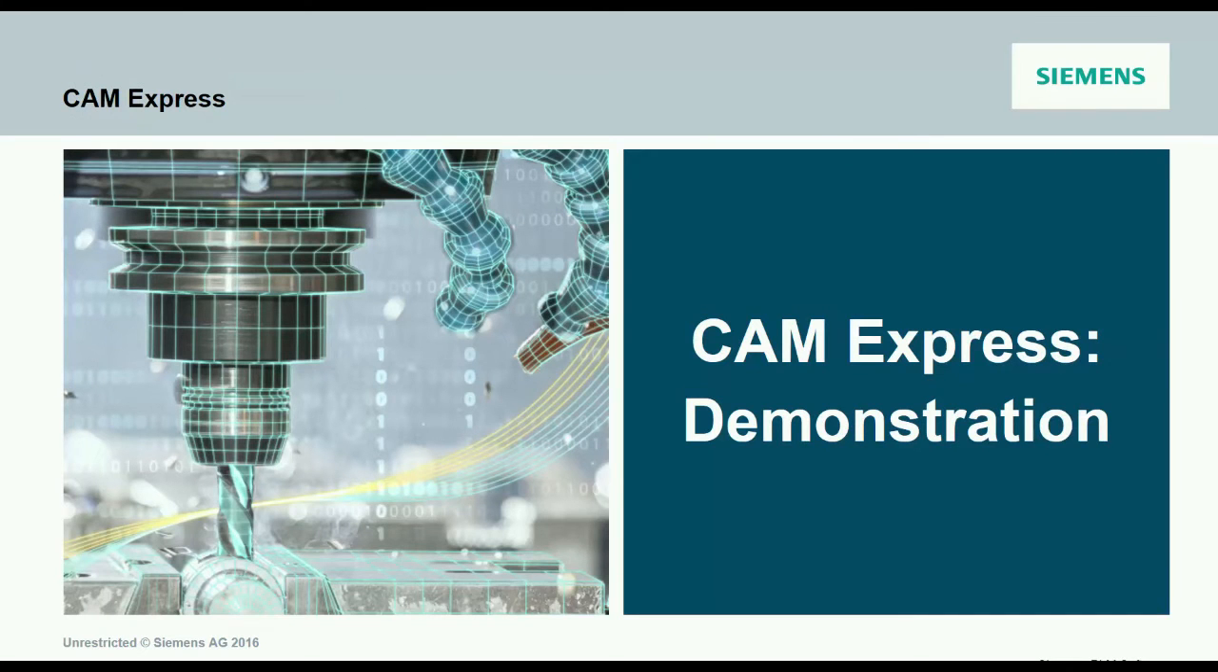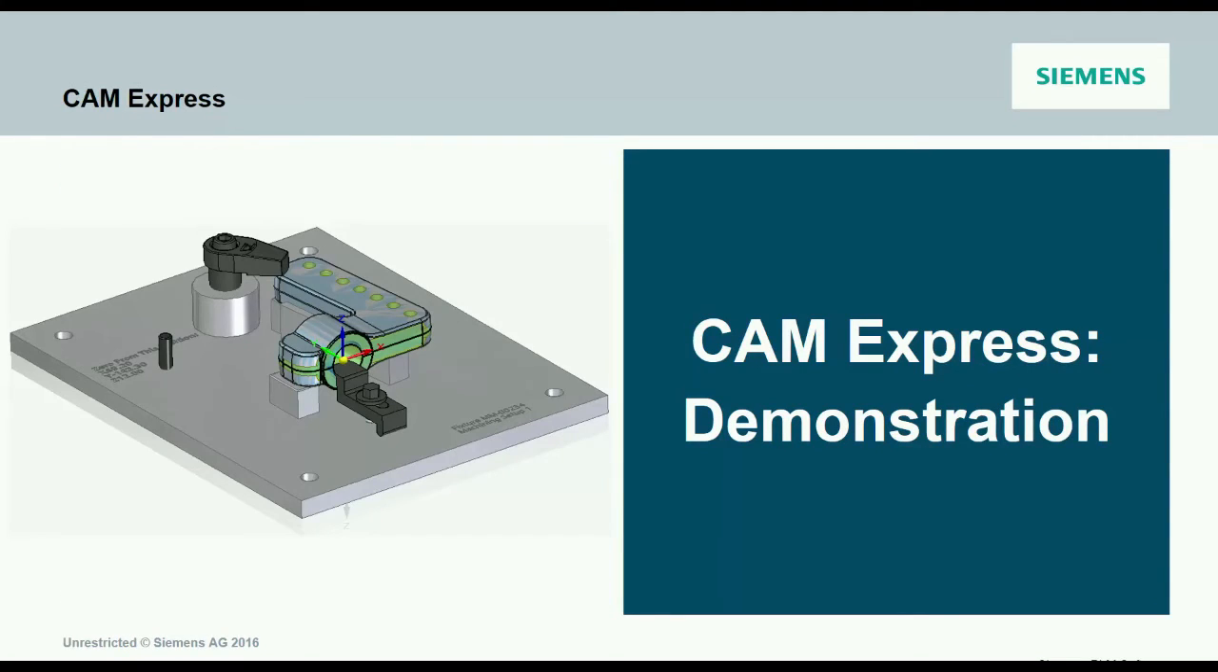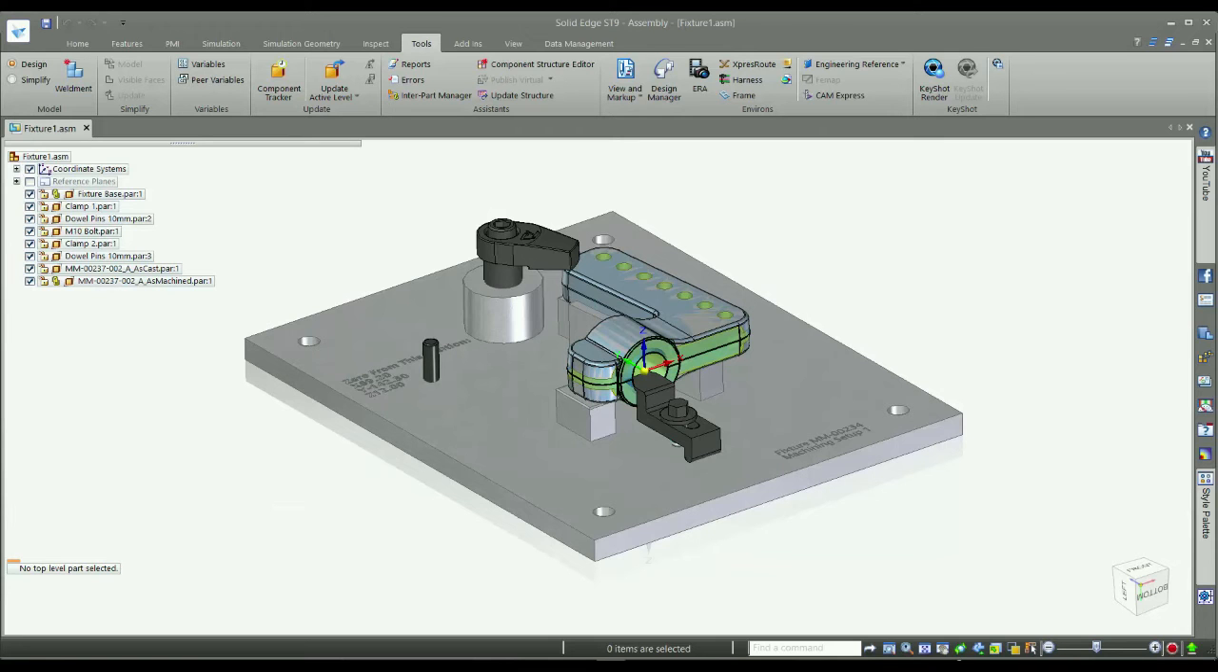For those of you that are unfamiliar with how CAM Express and Solid Edge interact, I'd like to do a brief demonstration on this part and fixture assembly that I've created inside of Solid Edge. Here you can see that we have our part and our fixture assembly inside of Solid Edge. To bring this into CAM Express, we'll go to the Tools tab on the ribbon bar and then click the CAM Express button.